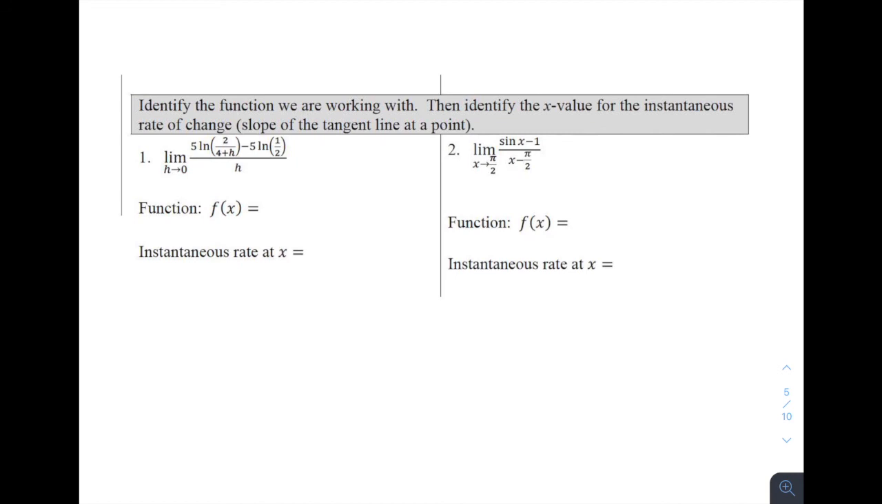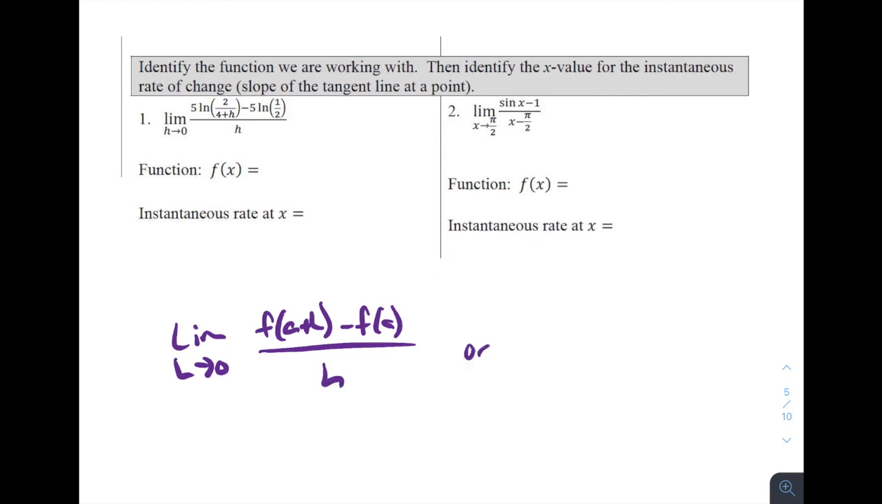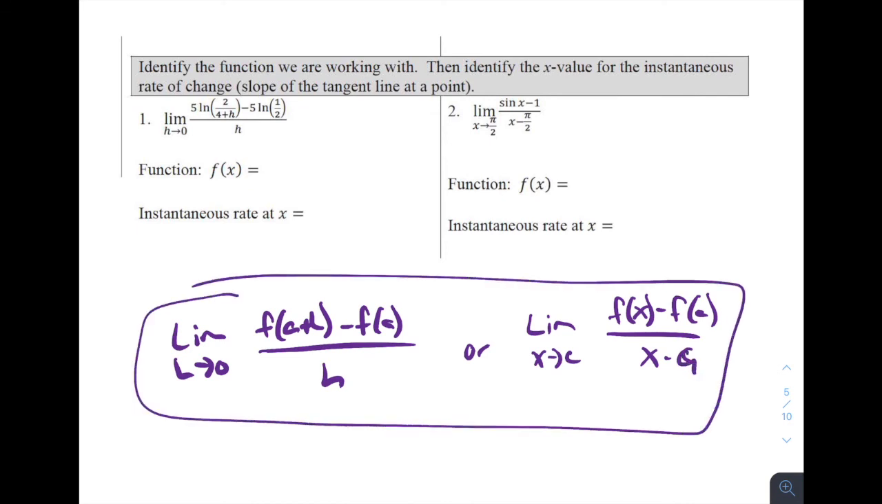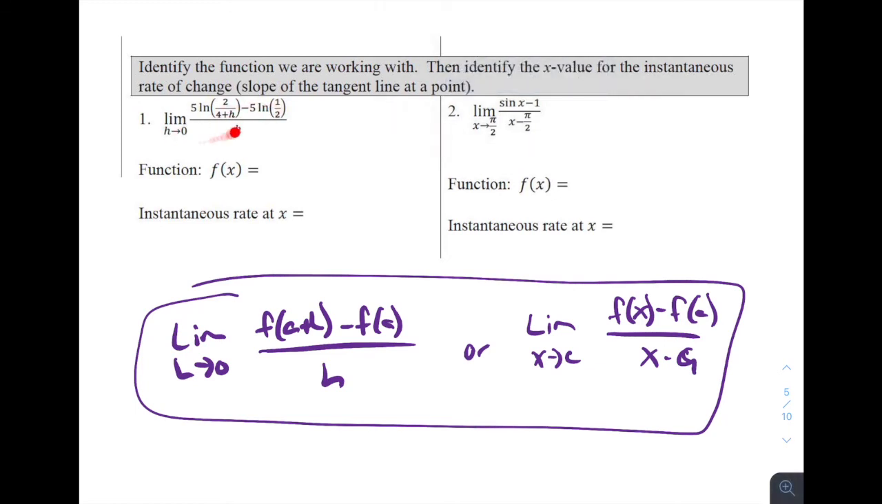Again, the two big equations that we've got for this particular chapter and section are this first rule, which says the limit as h approaches 0 of f of a plus h minus f of a, all divided by h. Or the other one, which was the limit as x approaches a of f of x minus f of a, all divided by x minus a. These are the two possible rules, especially if we're talking about instantaneous rate of change. These sometimes pop up in hidden limit problems.